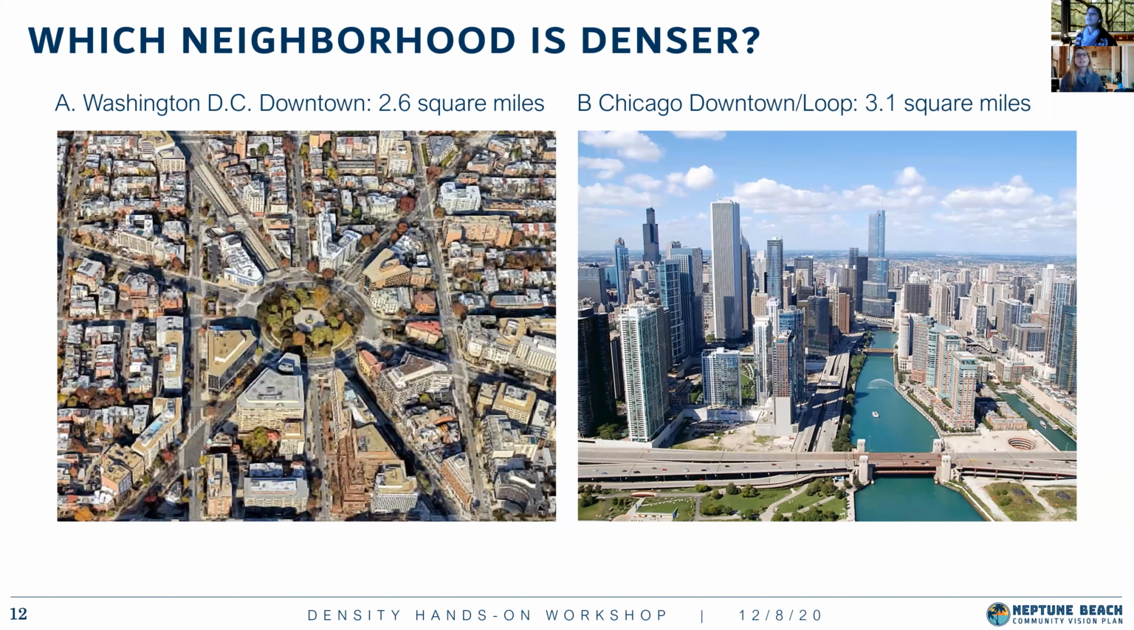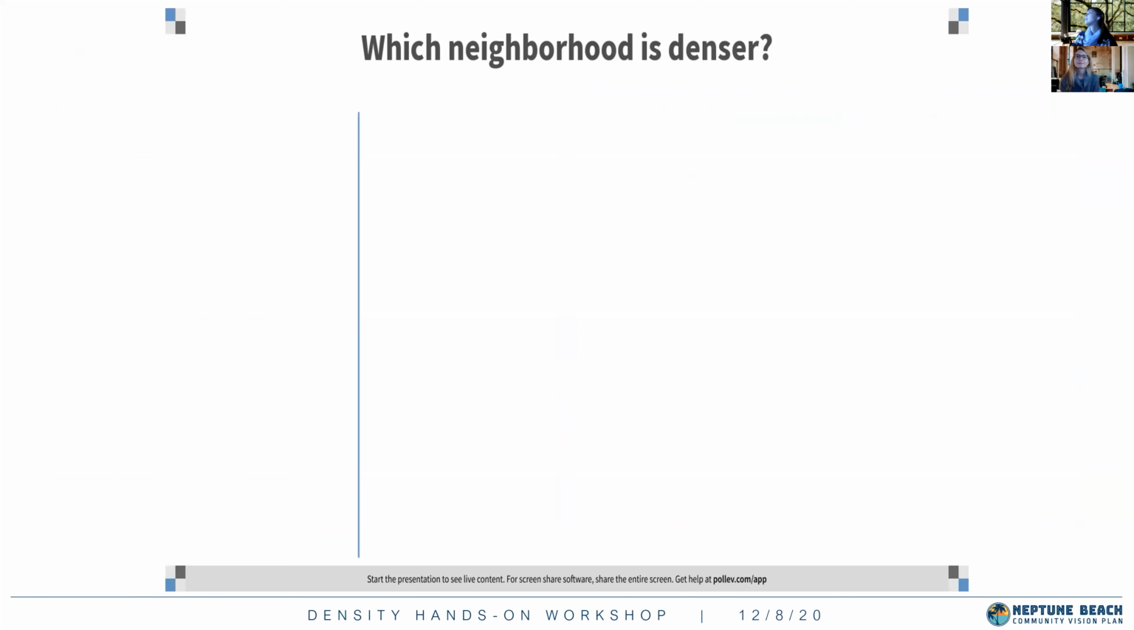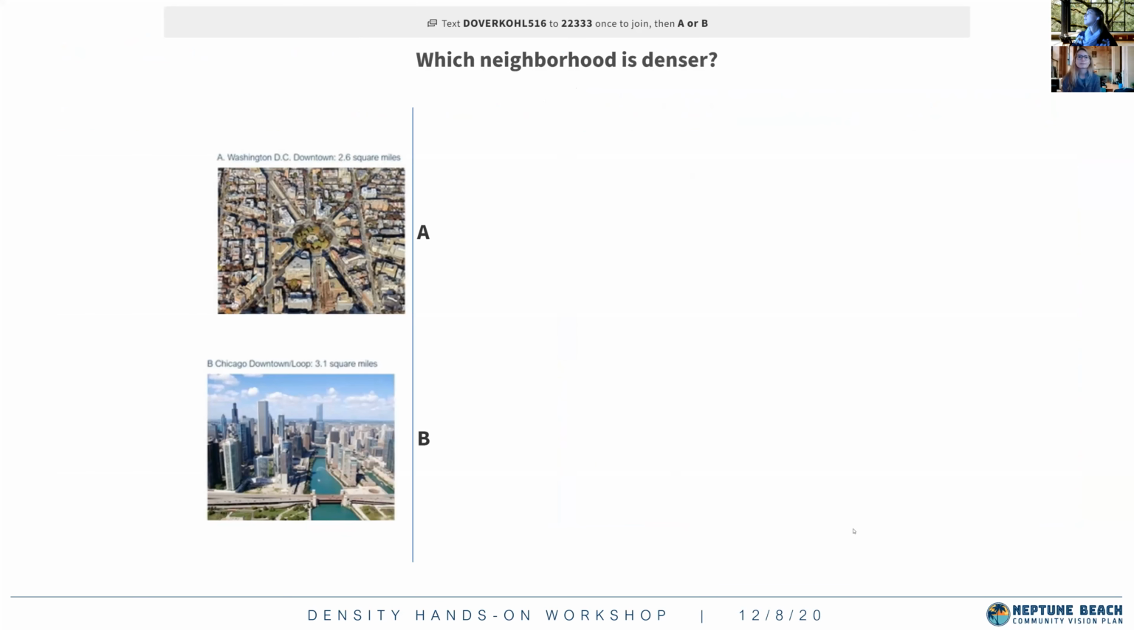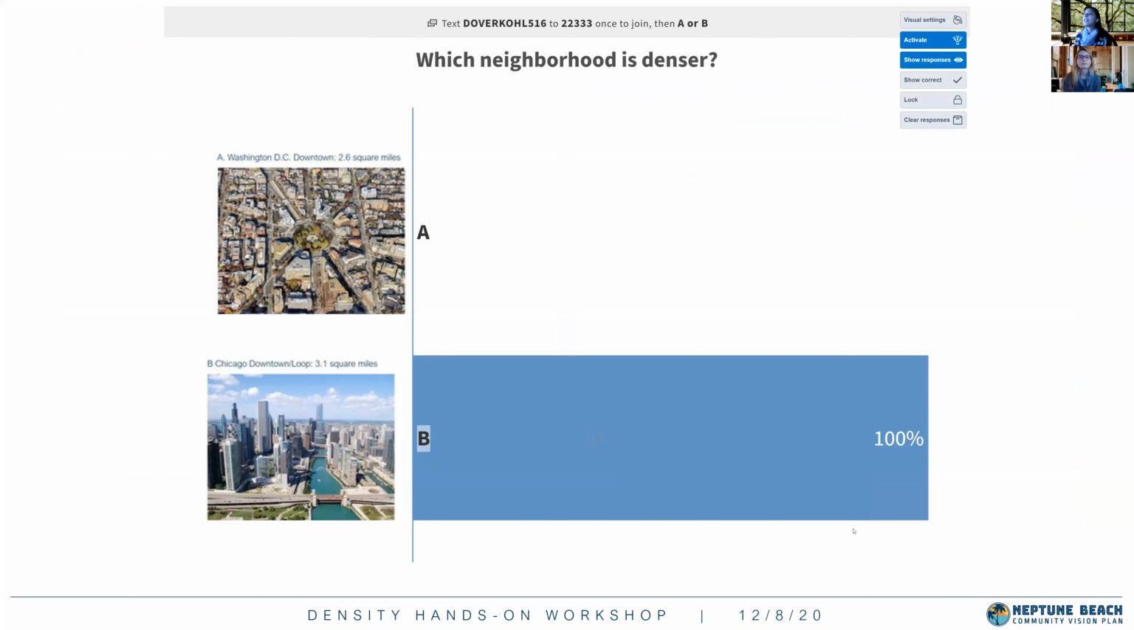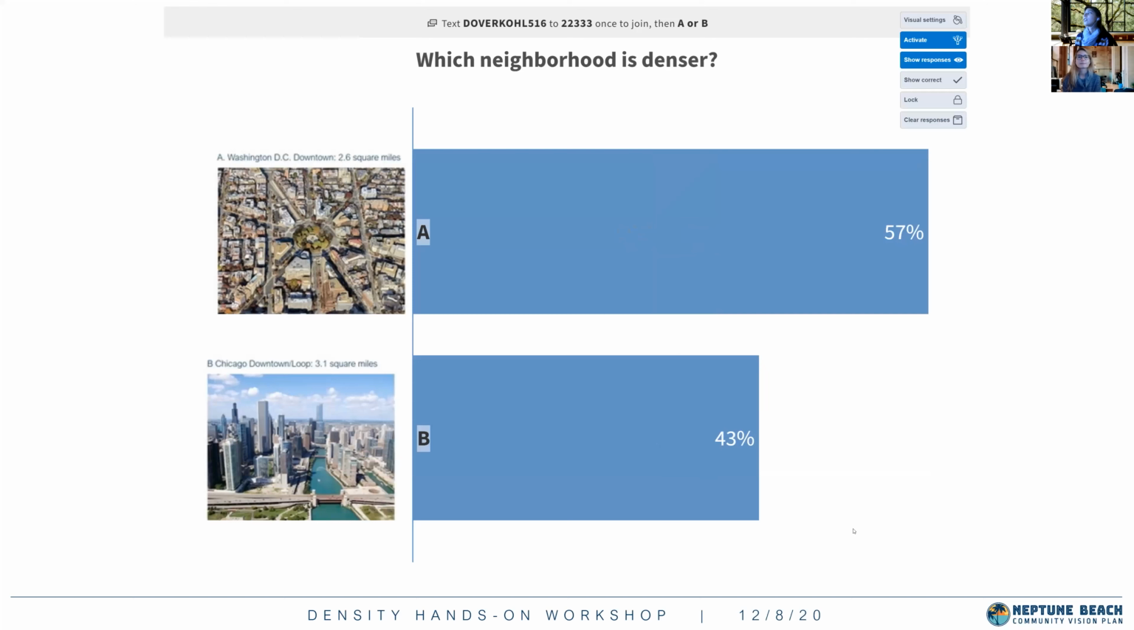All right, next question. Second question. This is comparing A for Washington, D.C. downtown, or B, Chicago downtown loop. All right, so I'm going to open a poll. So once again, A for Washington, D.C. downtown, or B for the Chicago downtown loop. Interesting.